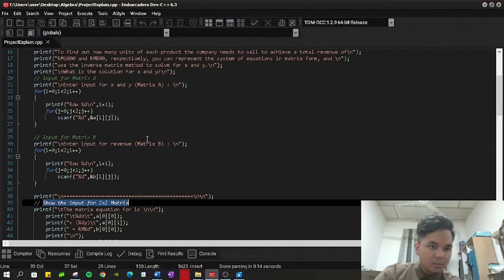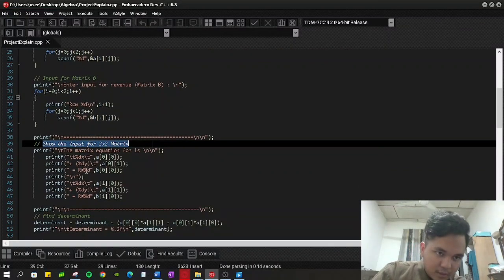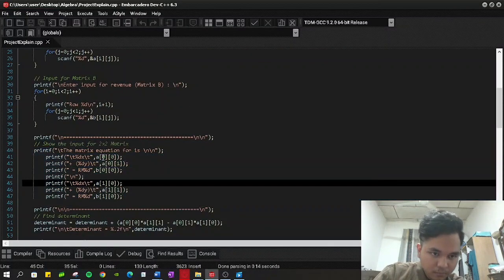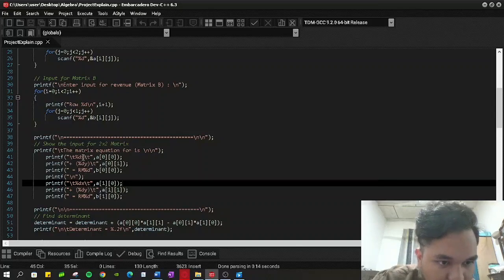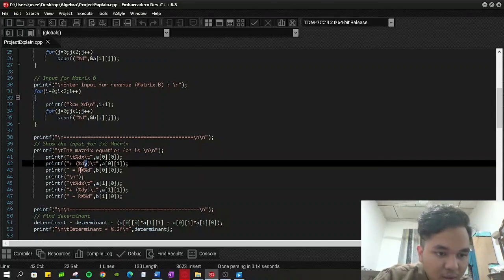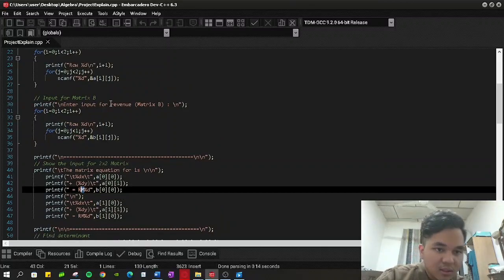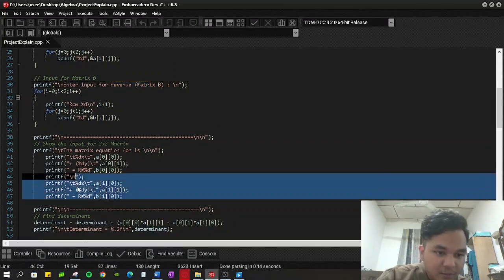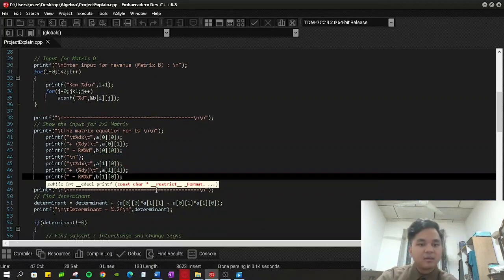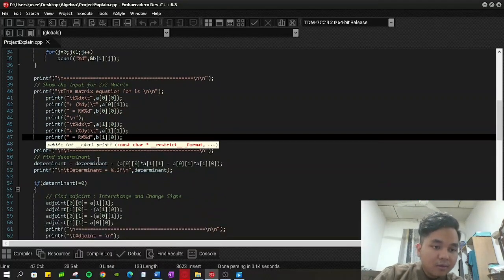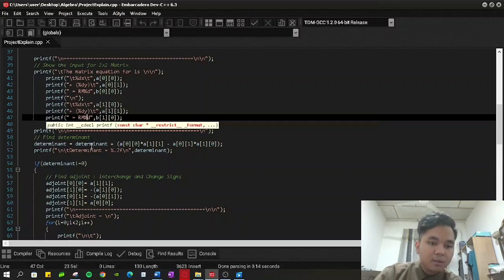After we enter our input, it is shown here. I will explain later. This is for x, y, and equal to RM, which is the revenue for matrix B. This is the same thing, x, y, and RM, ringgit revenue. After that, we find the determinant. Determinant equals determinant plus array A minus; this is the formula for finding the determinant. After we find the determinant, we print the determinant equal to 0.2.